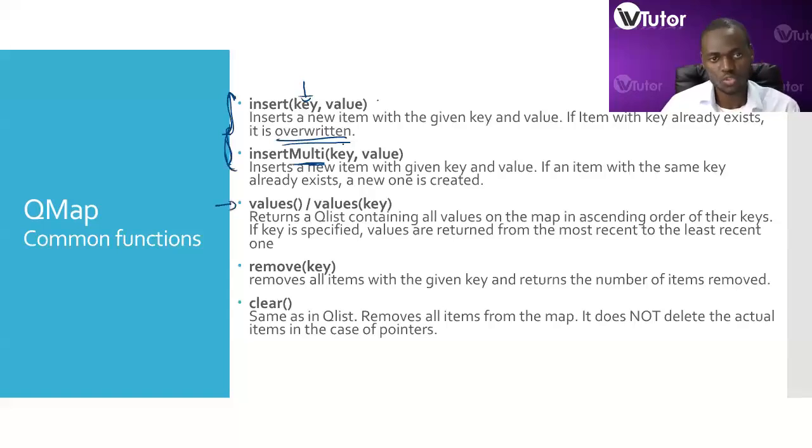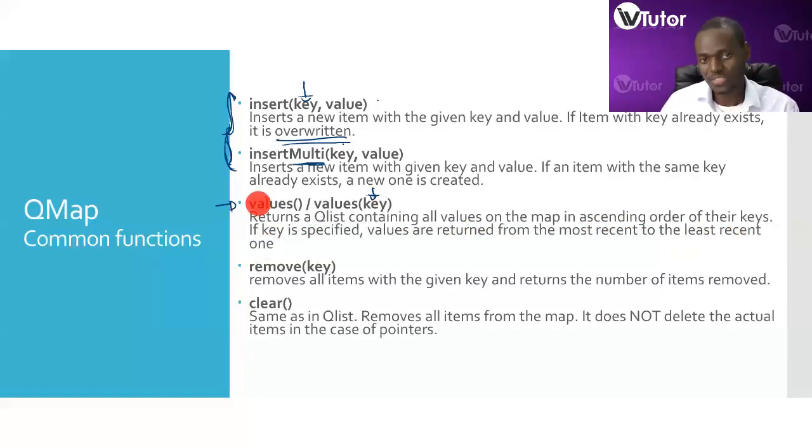Now, another function that is also important is the values function, which returns all your values for a given key. It returns a QList containing all values of the map in ascending order of their keys, right? So that is why we said they are sorted, all items in a QMap are sorted by the key. If the key is specified, values are returned from the most recent to the least recent item.